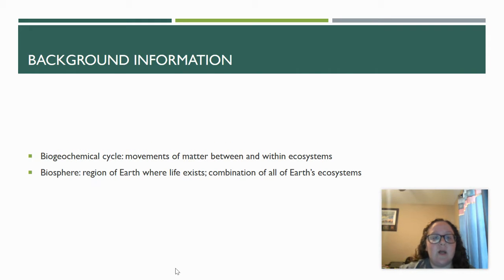A couple of terms that I would like for you to be familiar with. When we are looking at biogeochemical cycles, we are looking at the movement of matter between and within ecosystems. And the biosphere is the region of Earth where life exists. So this can be very close to the Earth's surface, slightly below, and even protruding into the atmosphere a little bit, because birds can fly there and live there and be totally fine.